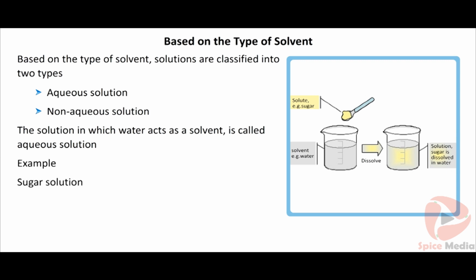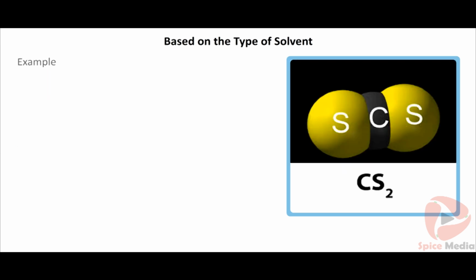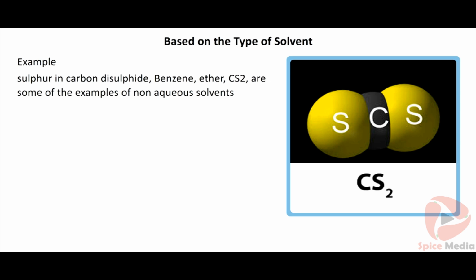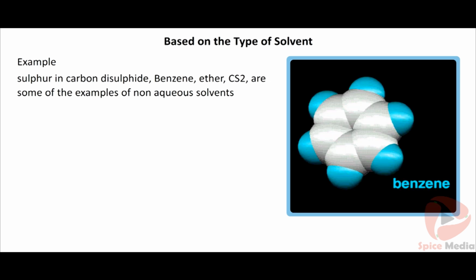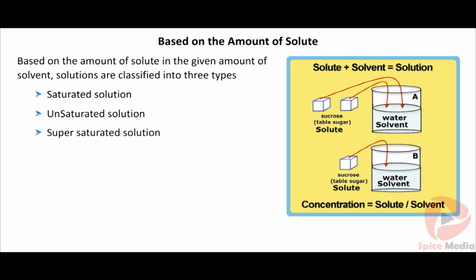Example, sugar solution. The solution in which any liquid other than water acts as a solvent is called non-aqueous solution. Example, sulfur and carbon disulfide, benzene, ether, CS2 are some of the examples of non-aqueous solvents. Based on the amount of solute and the given amount of solvent, solutions are classified into three types: saturated solution, unsaturated solution, and supersaturated solution.